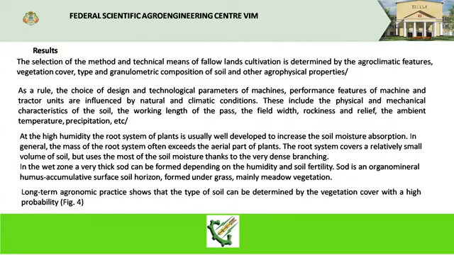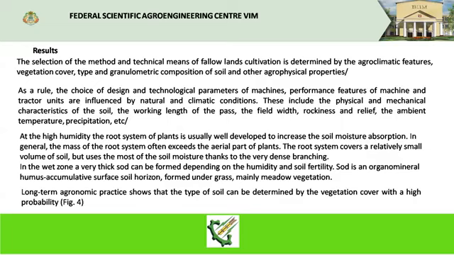Results. The selection of the method and technical means of fallow land cultivation is determined by agroclimatic features, vegetation cover, type and granulometric composition of soil, and other agrophysical properties. As a rule, the choice of design and technological parameters of machines, performance features of machines and tractor units are influenced by natural and climatic conditions. This includes the physical and mechanical characteristics of the soil, the working length of the path, the field width, roughness and relief, the ambient temperature, and precipitation.